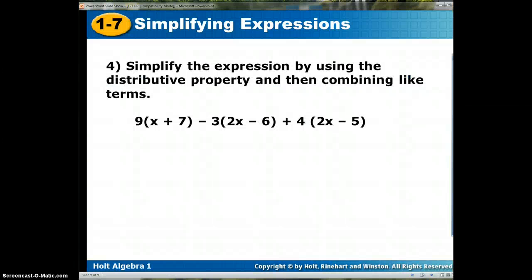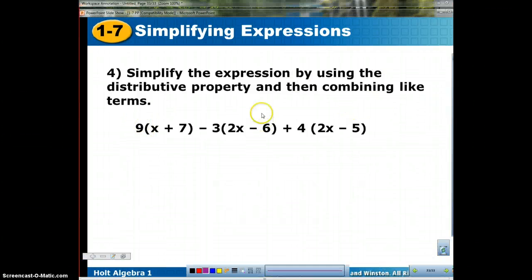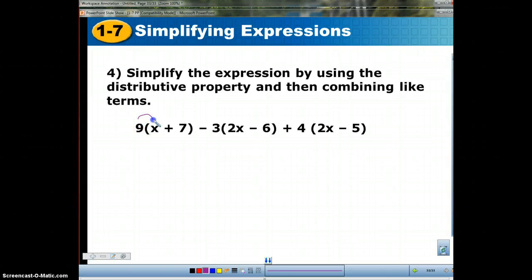Okay, one more. Simplify this expression by using the distributive property and then combining like terms. Distributive property, I'm going to take 9 and I'm going to multiply it through the parentheses. 9 times x is 9x. 9 times 7 is 63, and it's a positive 63, so I put plus 63.